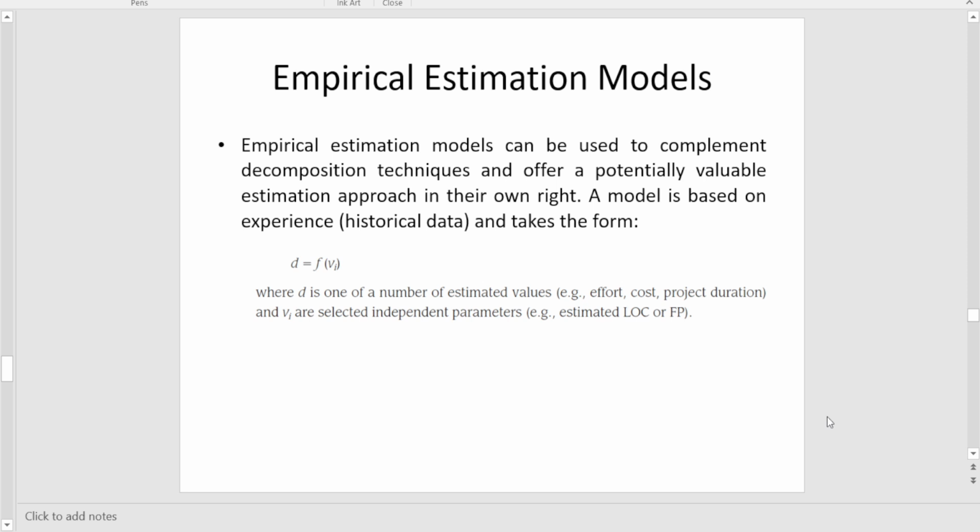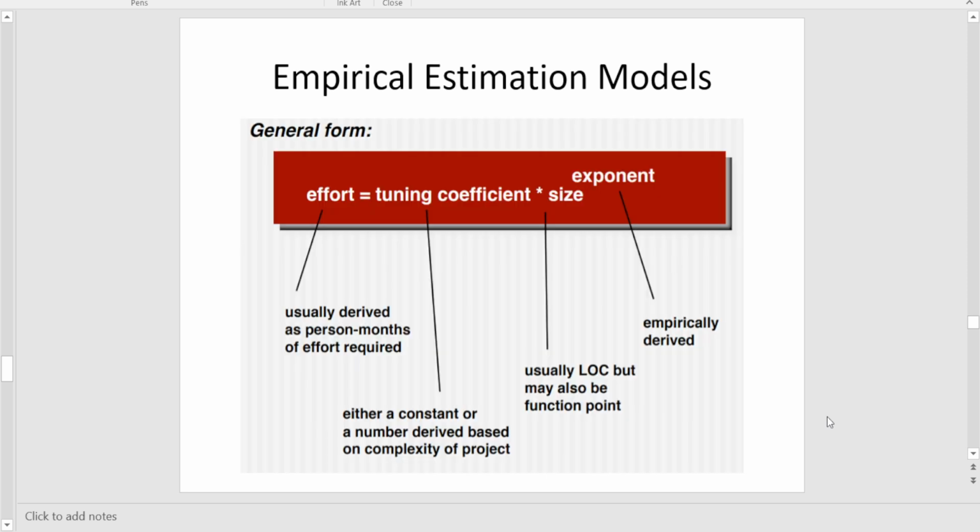Now the basic formula, d is equal to f of vi with the parameter vi, can be expanded into a formula: effort is equal to tuning coefficient multiplied by size raised to the power of exponent. This tuning coefficient might be different for different things. This tuning coefficient depends upon the project. So what type of project you are working on, this tuning changes.